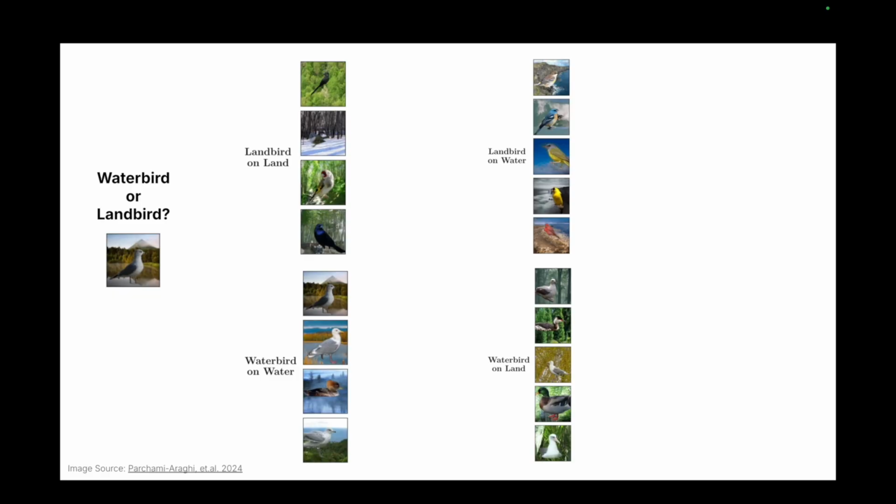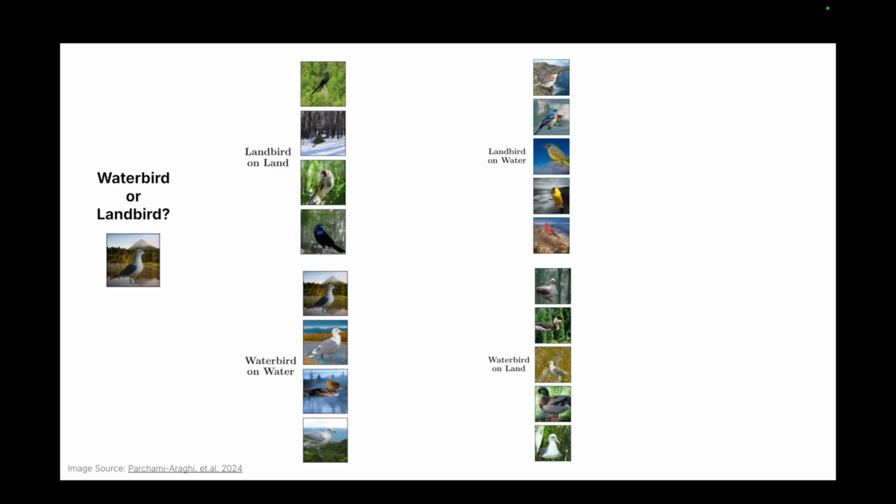Similarly, a recent study looked at water birds or land birds, and they wanted to build a model that would take an image of a bird and determine whether it is a water bird or a land bird. And so the training data looked like the data on the left-hand side of the screen, land birds on land, water birds on water, how you would see them in their natural habitats.